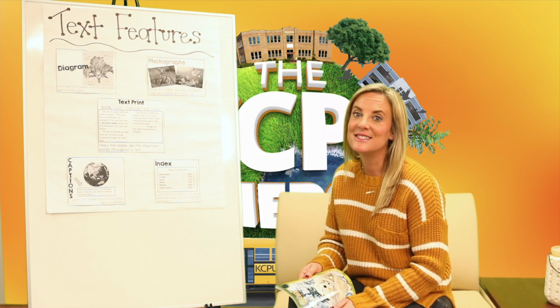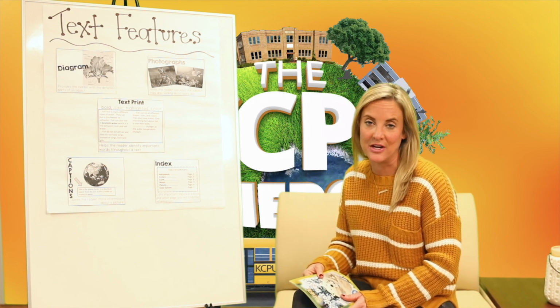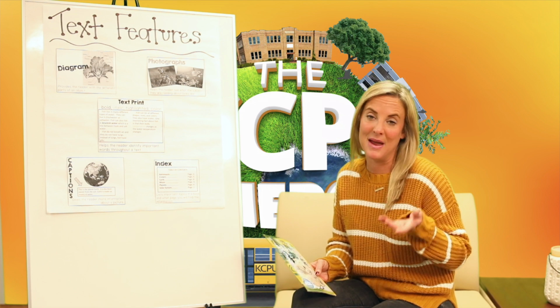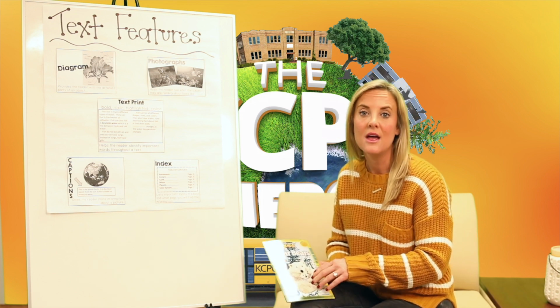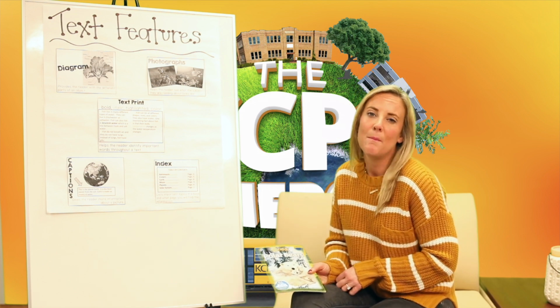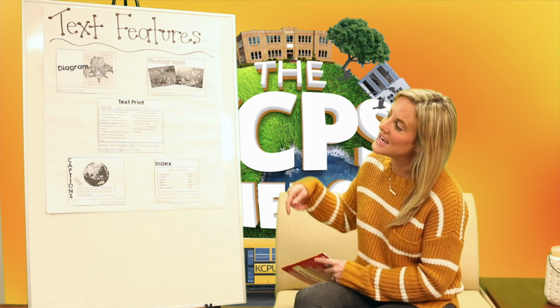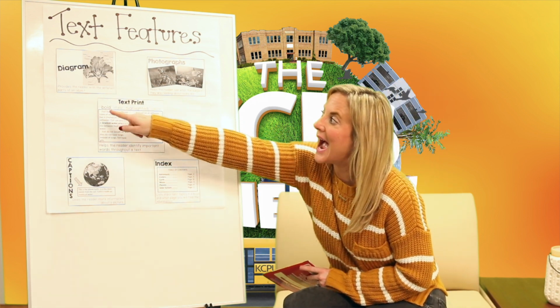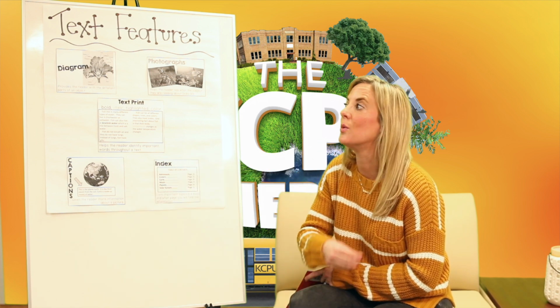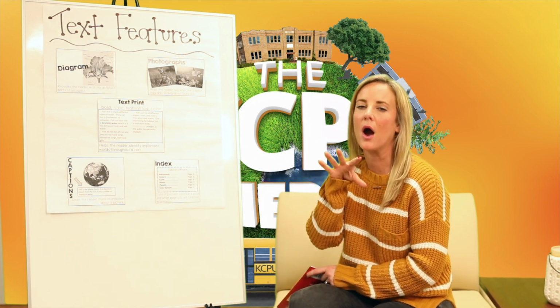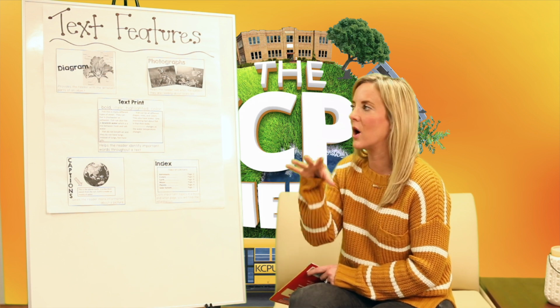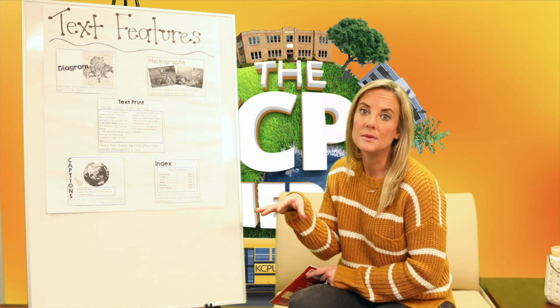So remember, there's a lot of different text features, and does anyone know exactly why we have those? Text features are there to help us as readers understand something that's not maybe in the print of the story, and they also help make it interesting and sometimes fun to read about, okay? So first, let's take a look at a diagram. A diagram shows us different parts of either an animal or an object that's in the book.